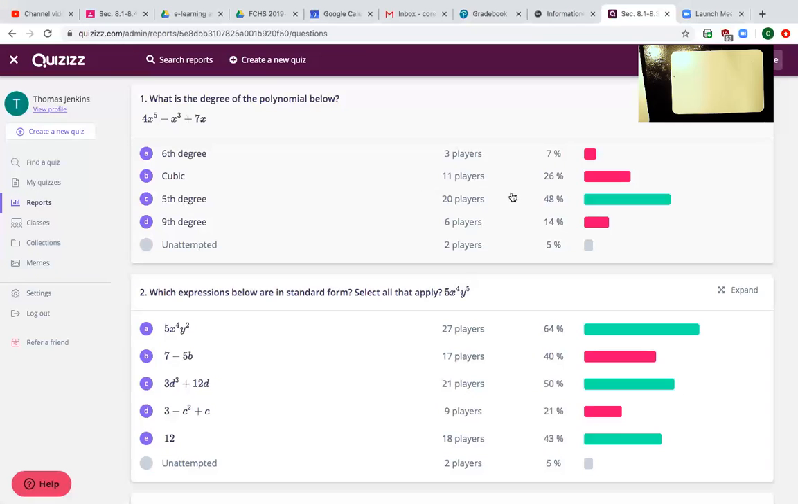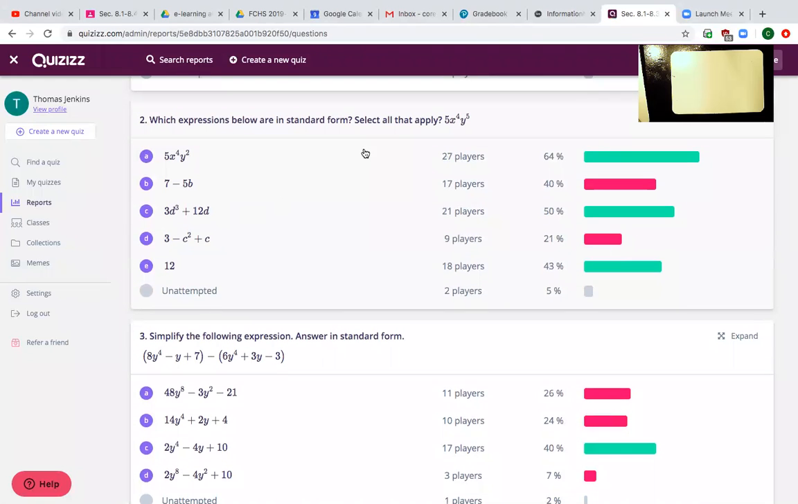All right, you can see that about half of you answered that, which is good. A lot of people thought that this was a cubic. That term right there is cubic, but as far as the name of the polynomial, you go with the highest degree term.